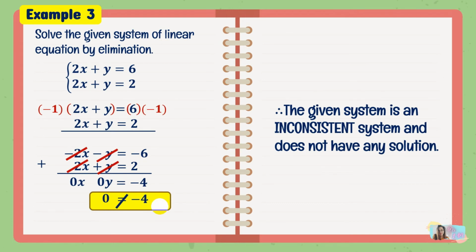Kahit anong isubstitute natin sa value ng x and y sa first linear equation, hindi niya po masasatisfy yung ating second linear equation. Kasi nga po, inconsistent system siya. Tandaan po ito, kapag 0 and then meron tayong constant dito sa ating right side, inconsistent siya. Kapag both are 0, yun po yung dependent.